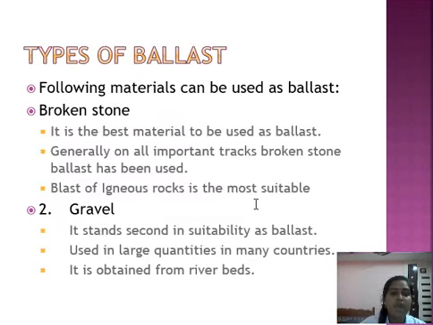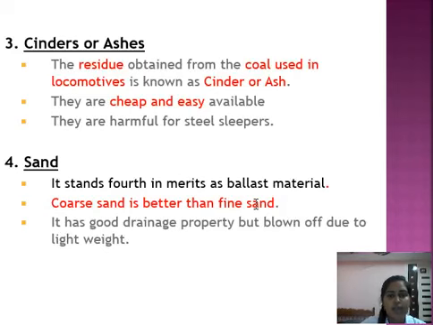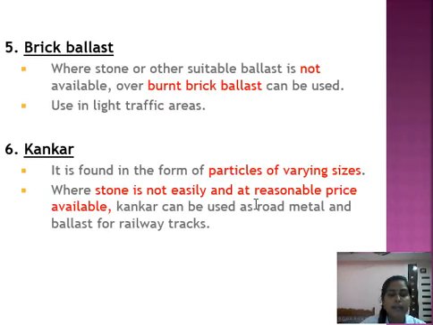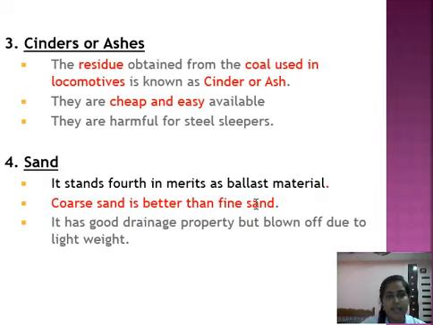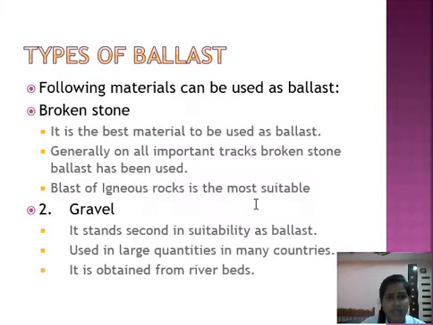What are the types of ballast? The following materials can be used as ballast: broken stone, gravel, cinders or ashes, sand, brick ballast, and moorum. Let's see one by one. The first one is broken stone. It is the best material to be used as ballast. This broken stone is mostly used on all important tracks. This is the ballast of igneous rock.